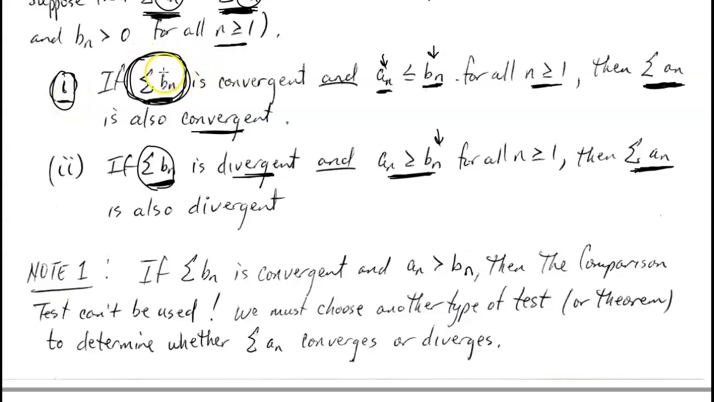Now, note number one is here. We know that for this particular situation with 1i, if B sub n is bigger than A sub n, and this corresponding series is known to converge, then we know that the small series is also convergent. But if we have a situation where we know that this particular series converges, but it is the smaller series, the smaller sequence here, then the comparison test can't be used, okay?